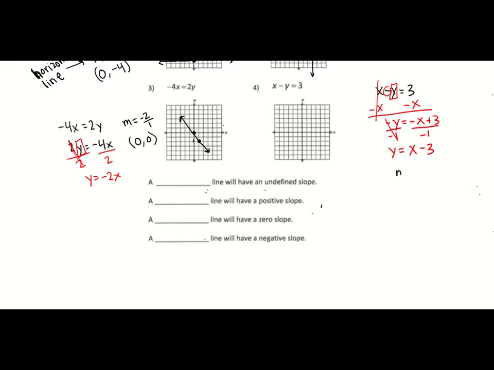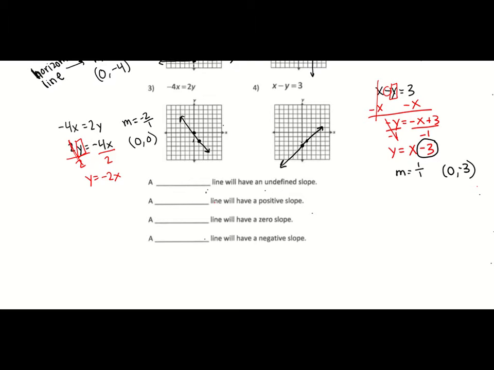Now I can find my slope. 1 over 1, since there is a 1 in front of my x there, and then my y-intercept is 0, comma, -3. Now I need to graph my point. 0, comma, -3 means I'm going down 3. And I'm going to go up 1 and over 1 for a slope of 1 over 1. And there's my answer.